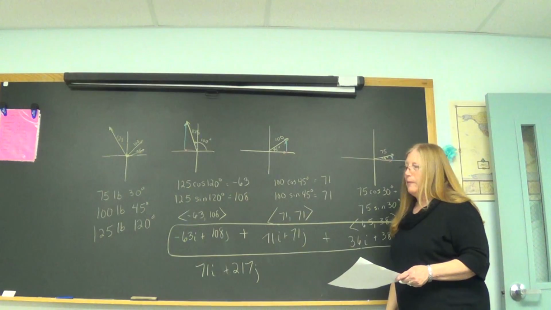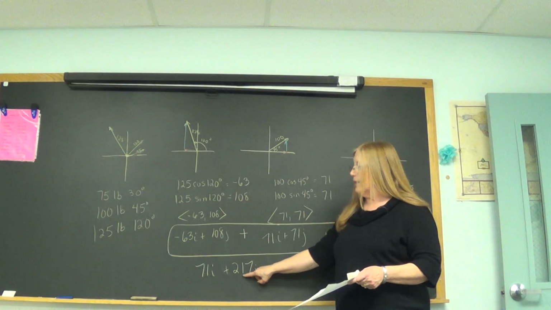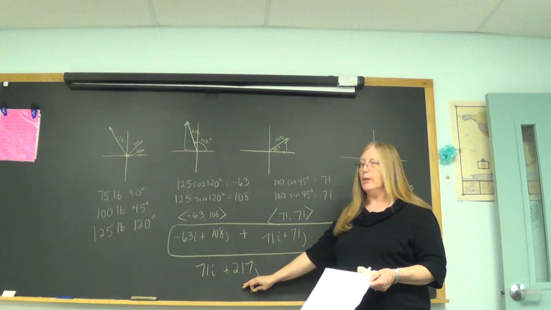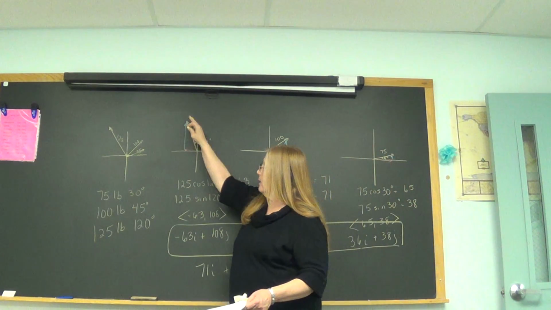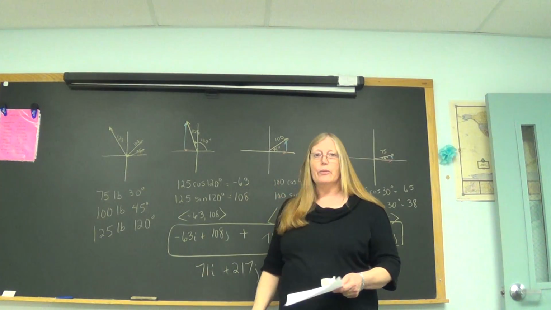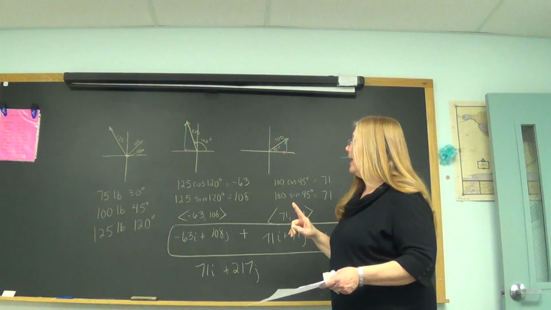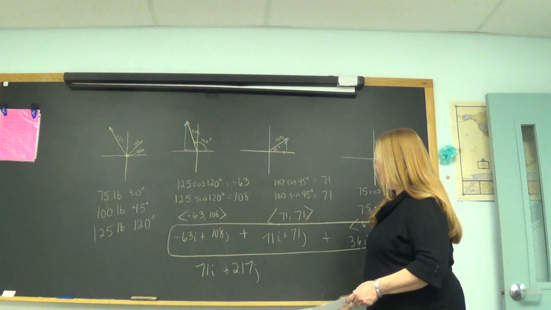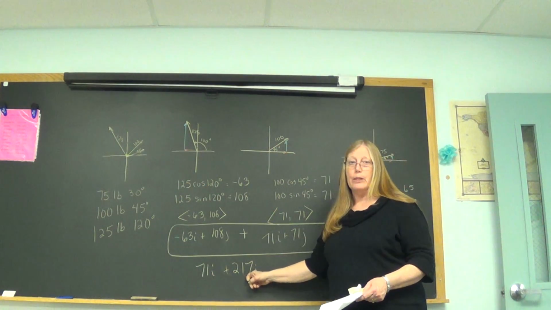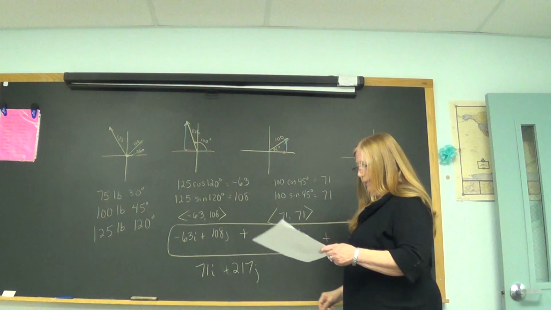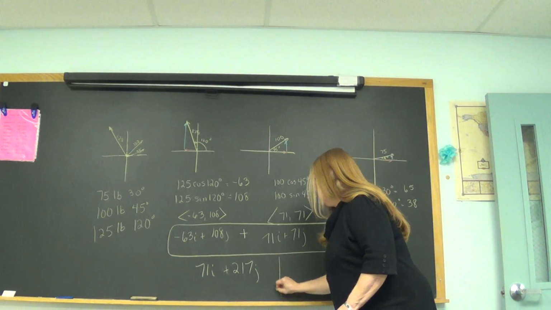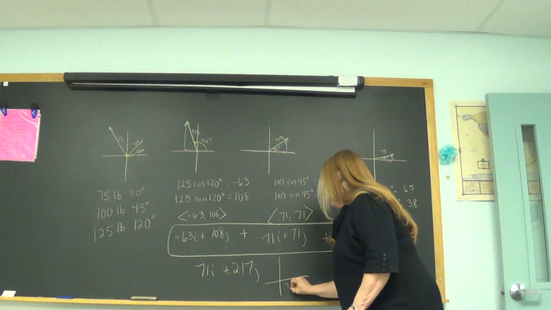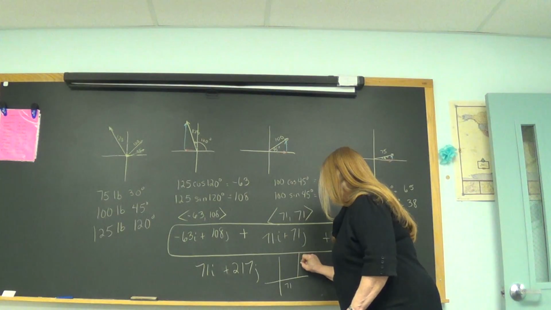So we could be finished with this answer, but I really cannot visualize that very well. I'd rather go back to magnitude and angle so I know exactly what the one force will look like that will accomplish what all three of these do. So I'm going to go back from component form to magnitude and direction, so I can sketch it: 71 for i and 217 for j.